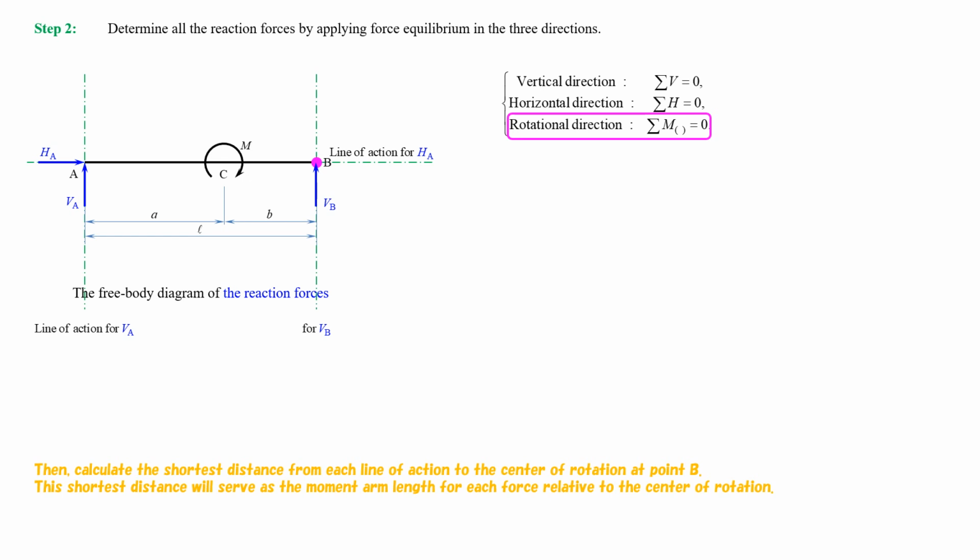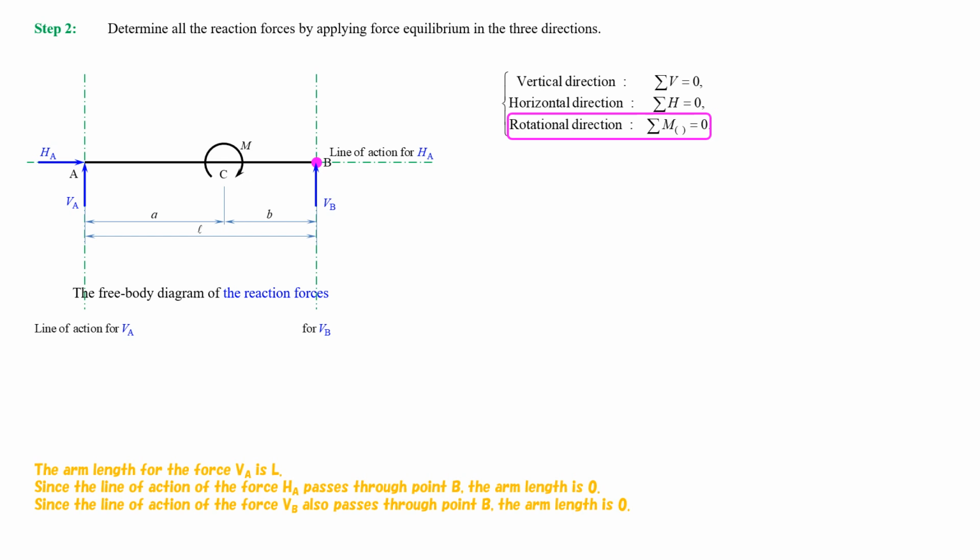Then, calculate the shortest distance from each line of action to the center of rotation at point B. This shortest distance will serve as the moment arm length for each force relative to the center of rotation. The arm length for the force VA is L. Since the line of action of the force HA passes through point B, the arm length is 0. Since the line of action of the force VB also passes through point B, the arm length is 0.